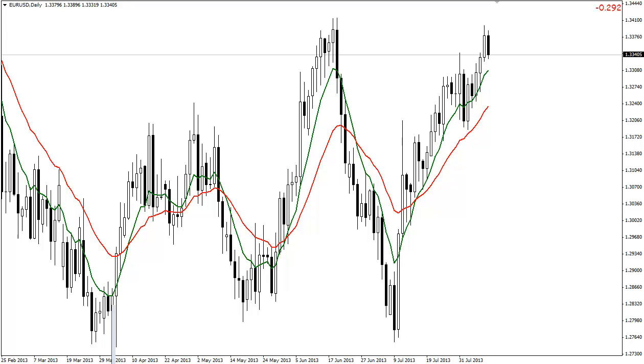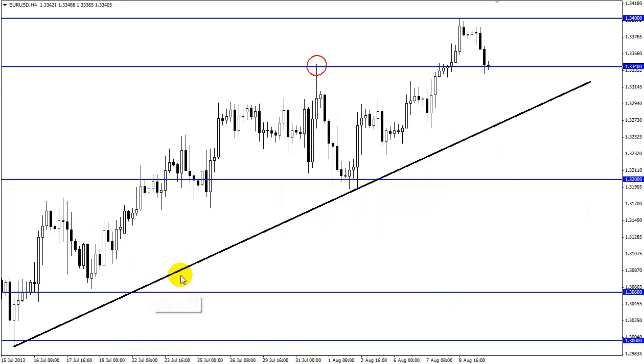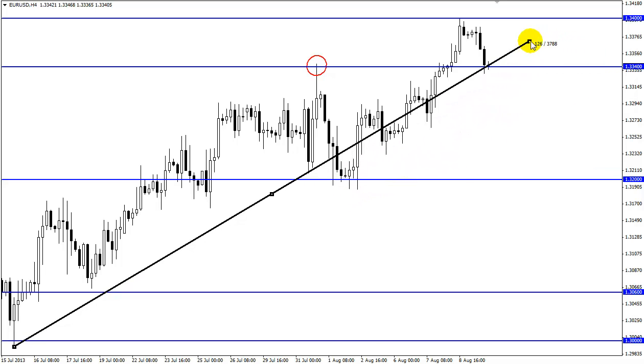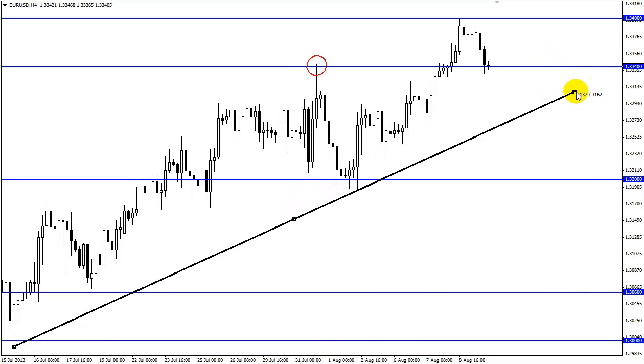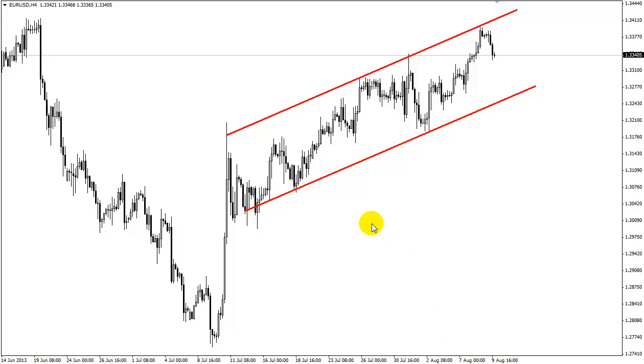On the 4-hour time frame, we can see that the market is trending above this trend line. We plotted it this way in the previous week, but now it makes more sense to adjust this line to here. Now we can see that the market is at support, right? The stop and the level of 133.40, and in fact the market seems to be trending in this upward channel. It tested the upper border and now seems to be in retracement.